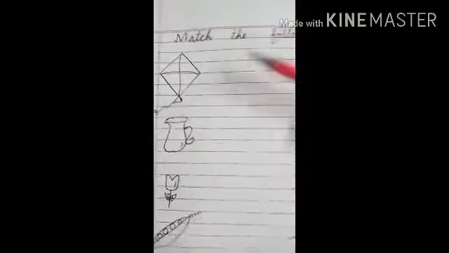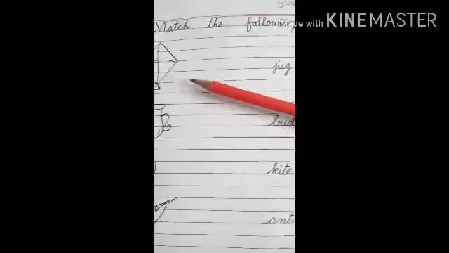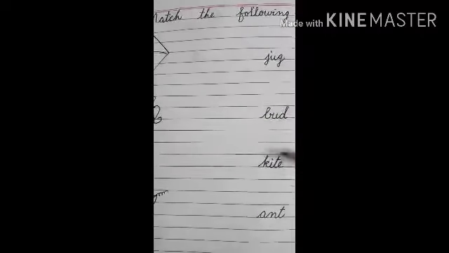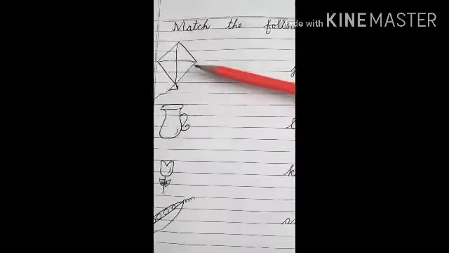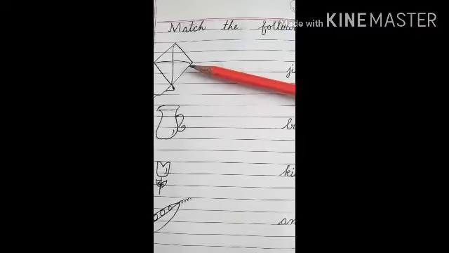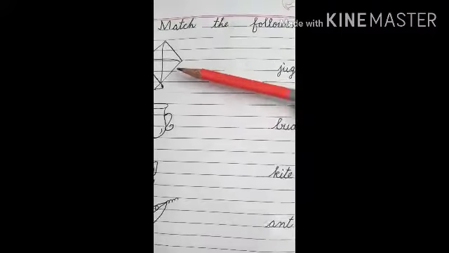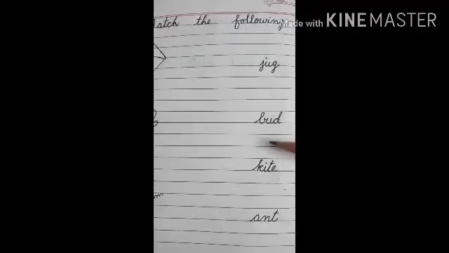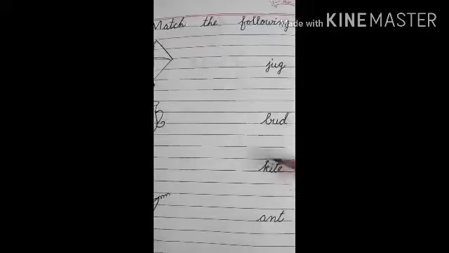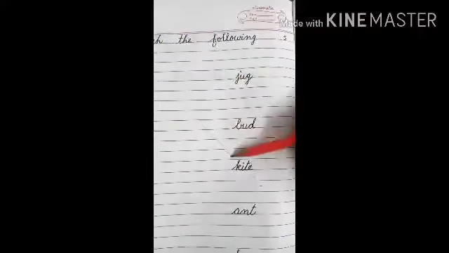In our next question, we will match the pictures with the correct spellings. First we will see the picture and after that we will find out the word related to that picture and match them. So look, the first picture is a kite. Very good, this is a kite. Kite starts with the letter K. Look, where is the spelling of kite? K, kite. Now we will match the picture with its spelling.